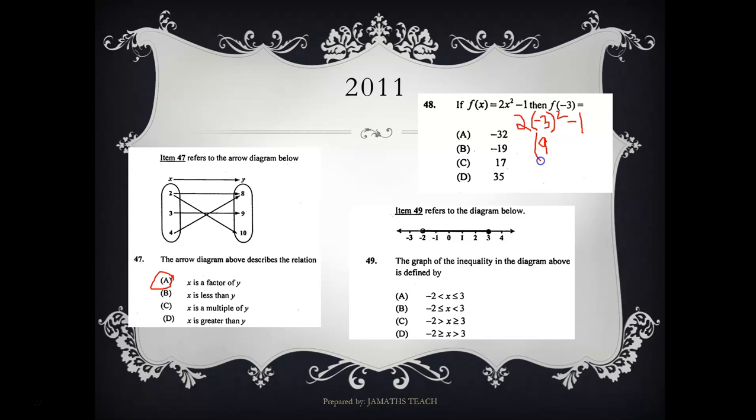So we're looking at 2 times 9 minus 1. So that's 18 minus 1. So our answer is 17. And that would be C.